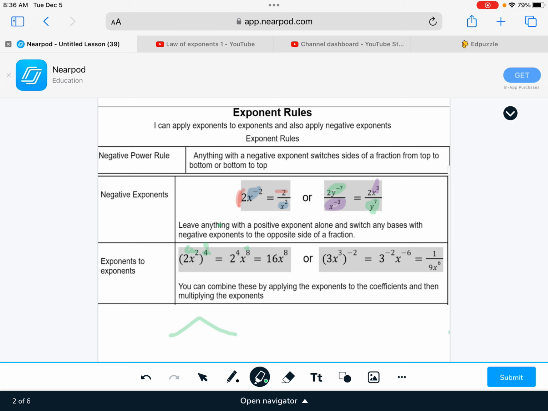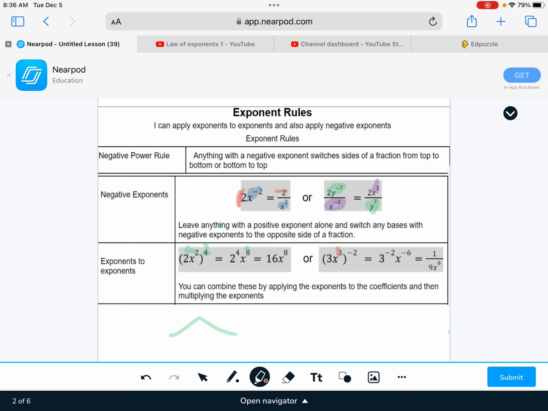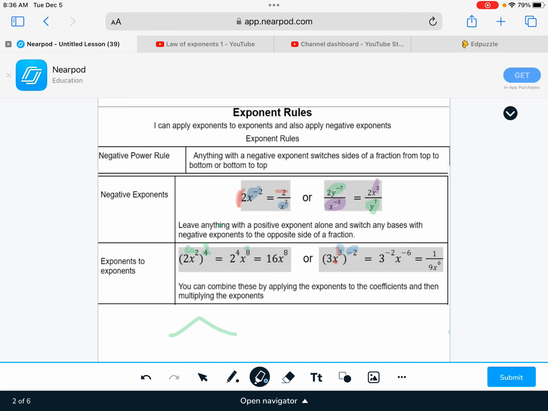Now, if you look at the right one, the one that has a 3x to the 3rd, that 3rd is only being applied to the x. That means that the 3 doesn't have that being applied to it. When you go to multiply that with the negative 2, the negative 2 gets applied to the 3 and to this 3. That 3 automatically has an invisible 1 at the top of it. There's automatically an exponent of 1.